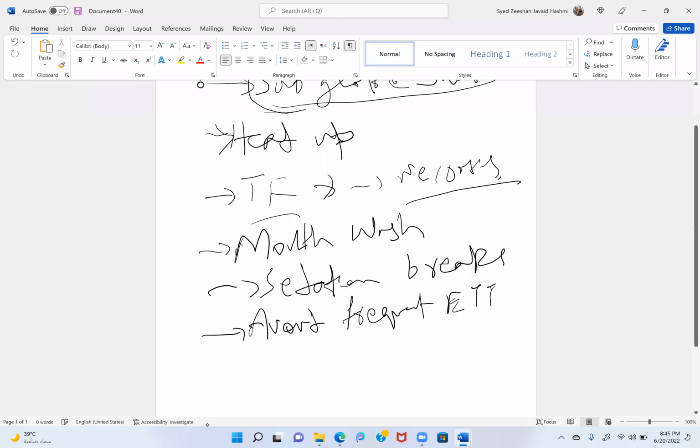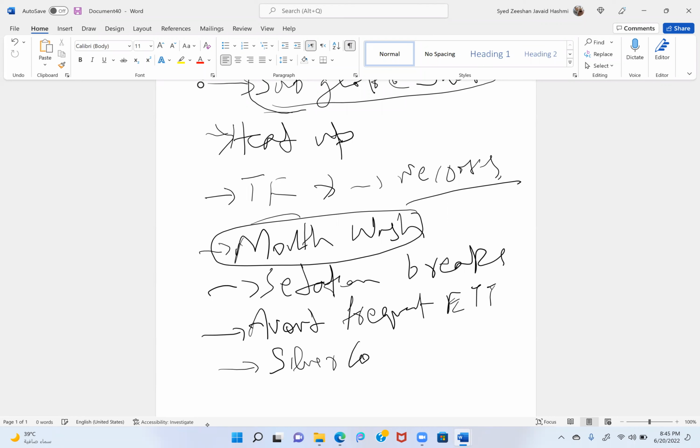Then we have to reduce the organisms, the bacterial culture over there. For that, number one, we can use special tubes that are lined with silver, silver coated tubes. Then we have to avoid giving PPIs to patients who are not at significant risk of developing ulcers. Okay.